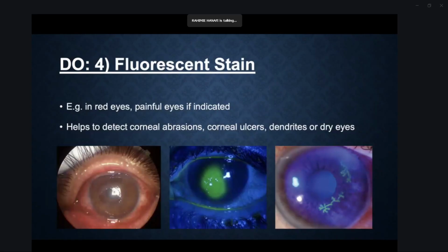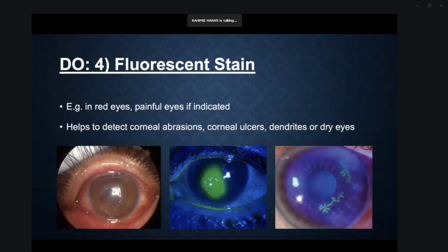Then we have the fluorescein stain. Like what Dr. Ayn just now mentioned, not all red eyes are conjunctivitis. There are far more than that, and I think Dr. Ayn has given a very good coverage on that. You need to do a fluorescein stain if you have it, because it helps to detect corneal abrasion, corneal ulcers, dendrites, or dry eyes.